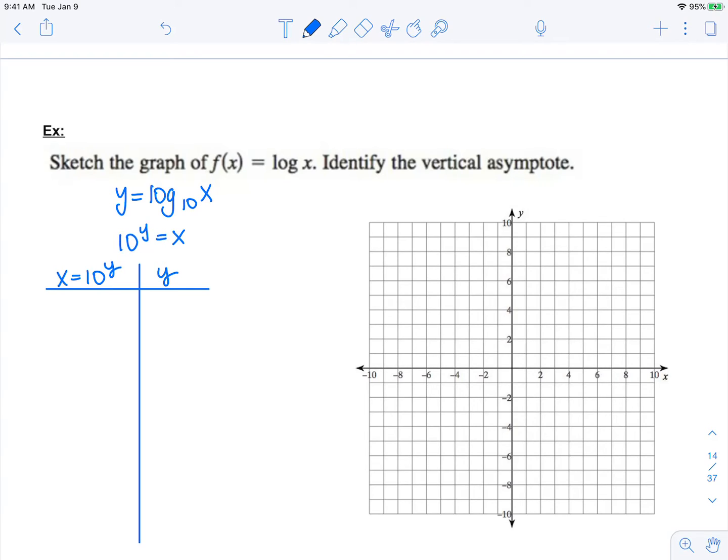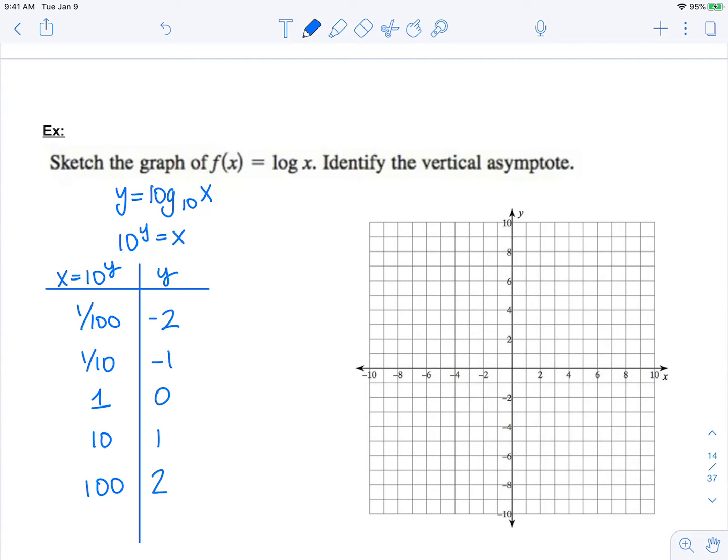So I'll plug in my same favorite 5 numbers, but now I'm plugging in for y: -2, -1, 0, 1, 2. So I know x equals 10 to the y. 10 to the -2 is 1 over 100. 10 to the -1 is 1 over 10. 10 to the 0 is 1. 10 to the first power is 10. And 10 squared is 100.